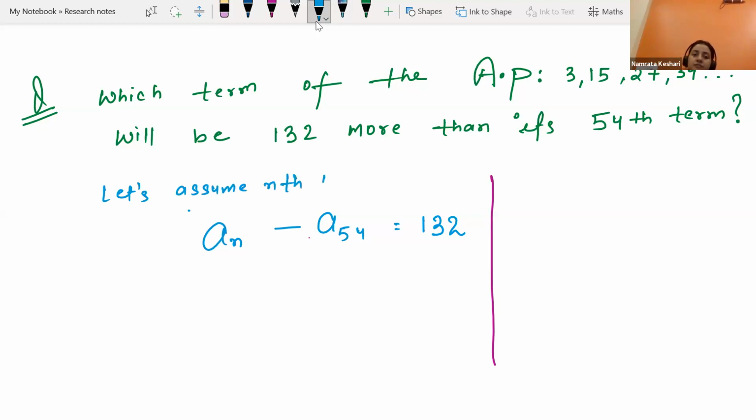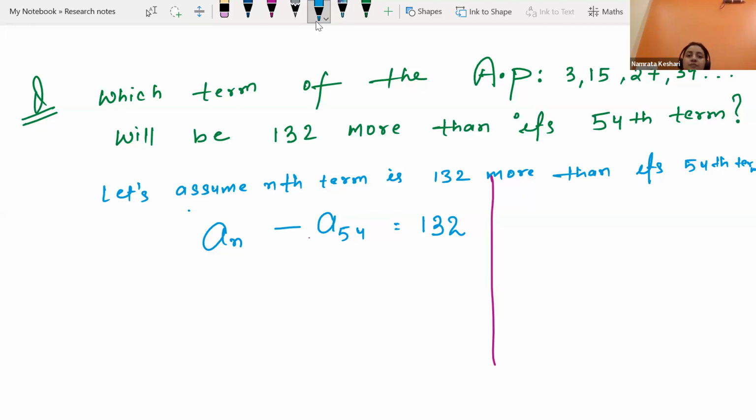So basically we're just equating, right? First we wrote a_n equal to a54 plus 132. We took that a54 on the other side, then we made this equation. I'm not telling you how to solve it. I'm just asking whether whatever I have written on this sheet is making sense to you.